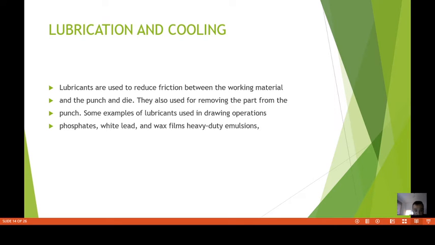Application and cooling. All companies are looking for a way to protect the material and reduce prices for equipment. Lubrication is a perfect way to save costs for any machine. Lubricants are used to reduce friction between the working material and the punch and die. They are also used for removing the parts from the punch. Some examples of lubrication. Lubricants used in a drawing operation: phosphate, white lead, and wax films. Heavy duty emulsion.